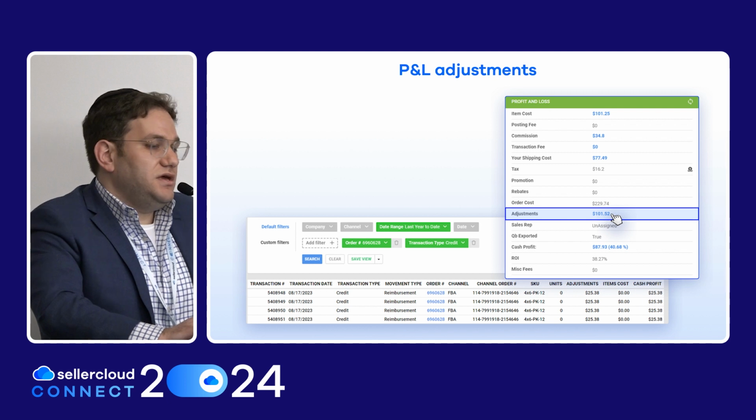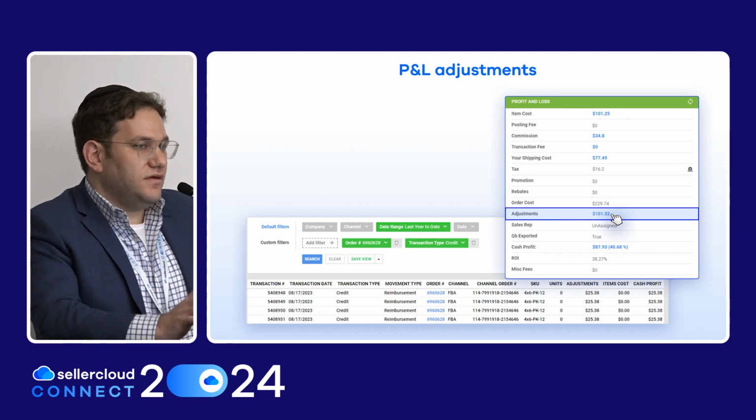Next, I want to discuss P&L adjustments, and this can sometimes be misconstrued. P&L adjustments are essentially the way we classify anything that's a post-sale activity that's not related to the actual sale. So a refund would be related to the actual sale. A refund of commission would be related to the actual sale because that's the cost of doing business.